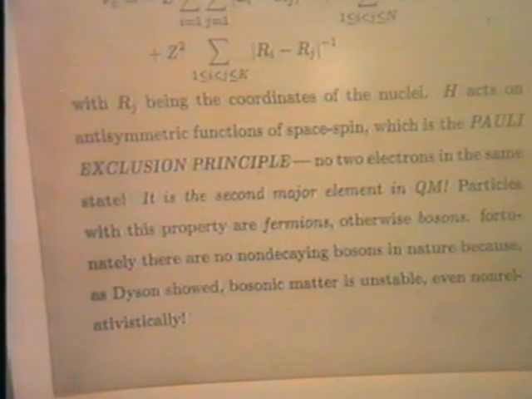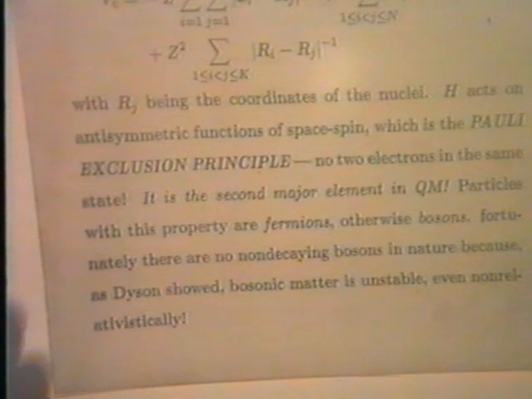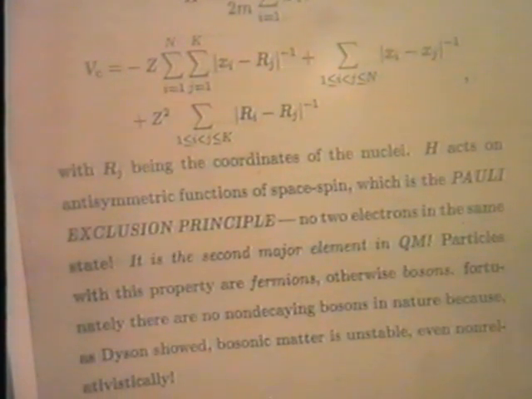And particles with this property, like electrons, are called fermions. And fortunately, there are no non-decaying bosons in nature. Because if I let this thing act on symmetric functions, I get into catastrophe. That is to say, as Dyson showed, again in 1967, if I let this thing act on symmetric functions, I get a finite lower bound, but the lower bound is not proportional to the number of things, as I demand over here. What Dyson showed is that this lower bound will go as the number of things to the 7/5 power, not the first power, which means that if I bring two collections of things together, I will get an explosion with a release of energy that's as big as the energy in the two things that I bring together.